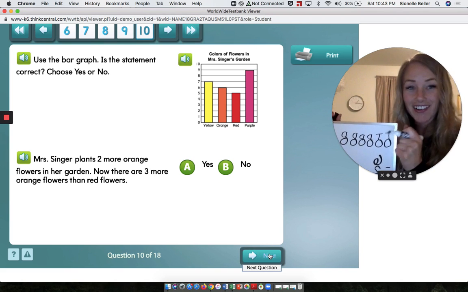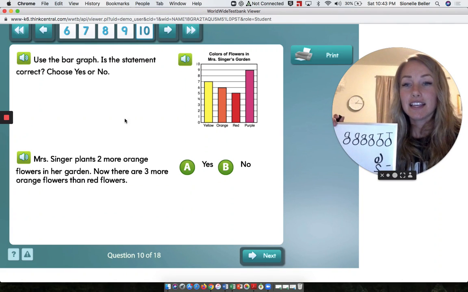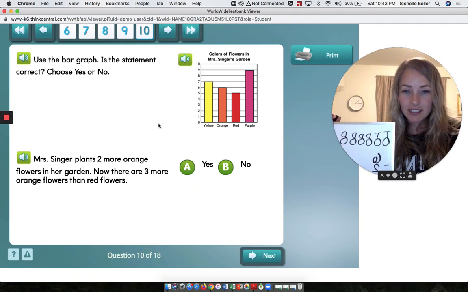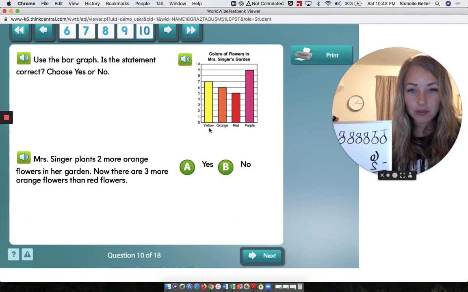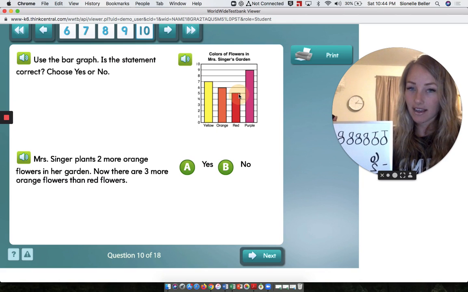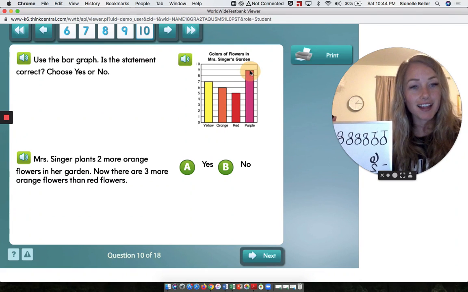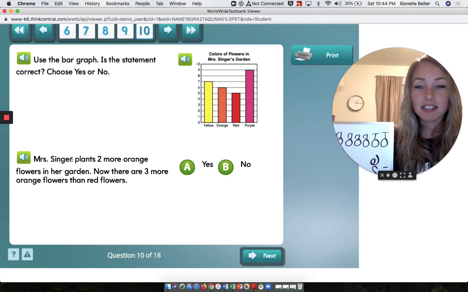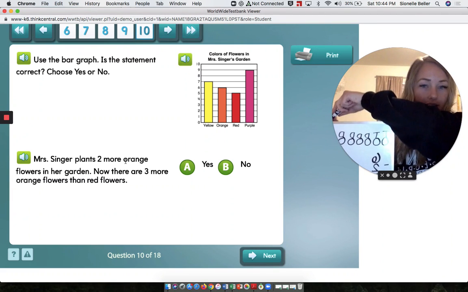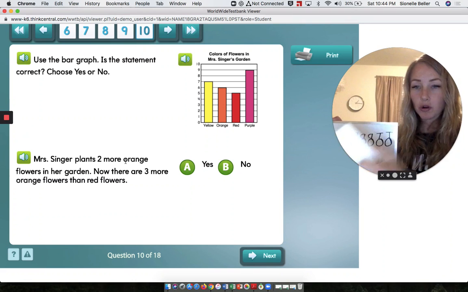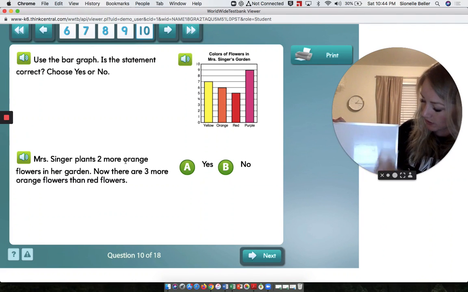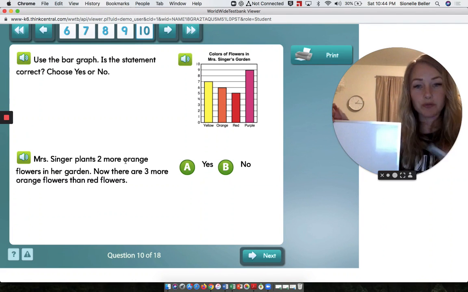Halfway done. All right, here we go. Use this bar graph. Is the statement correct? This time, if we look at the bar graph, how many yellow flowers are there? 7. Orange, there are 6. Red, there are 5. And purple, there are 9. Okay? It's saying Mrs. Singer plants 2 more orange flowers in her garden. Now there are 3 more orange flowers than red flowers. Let's see if that's true.